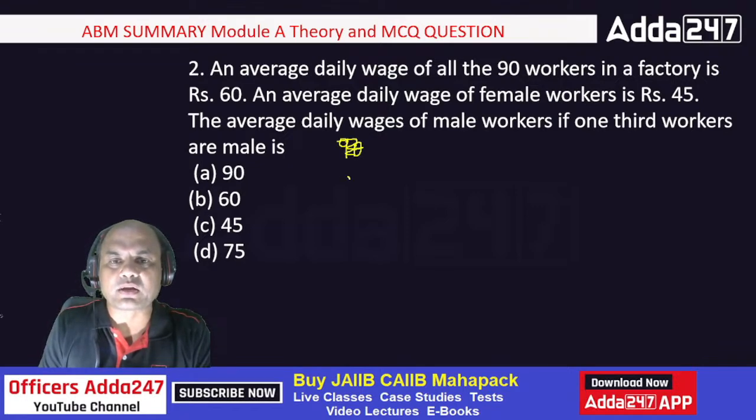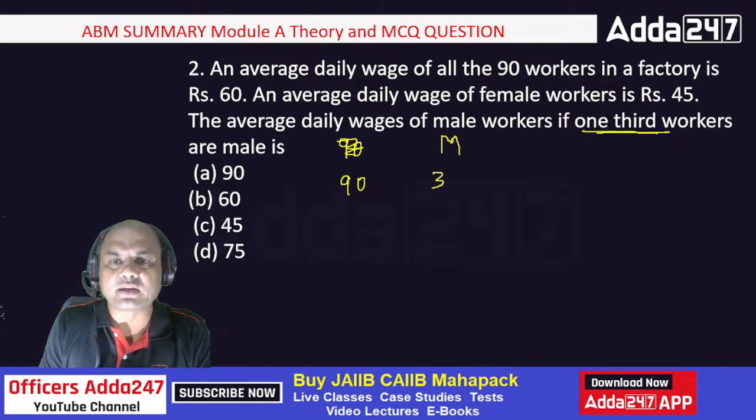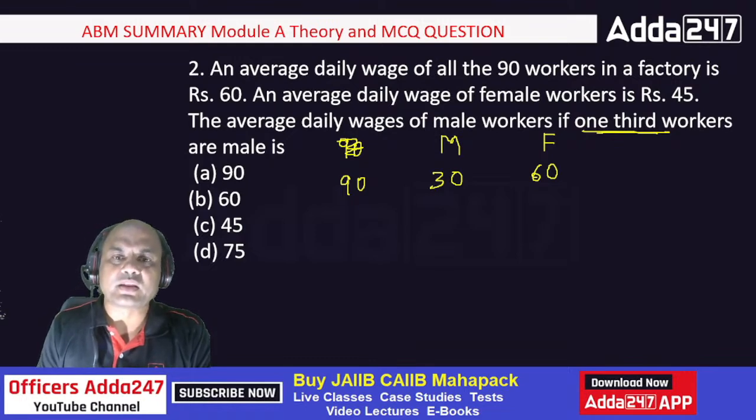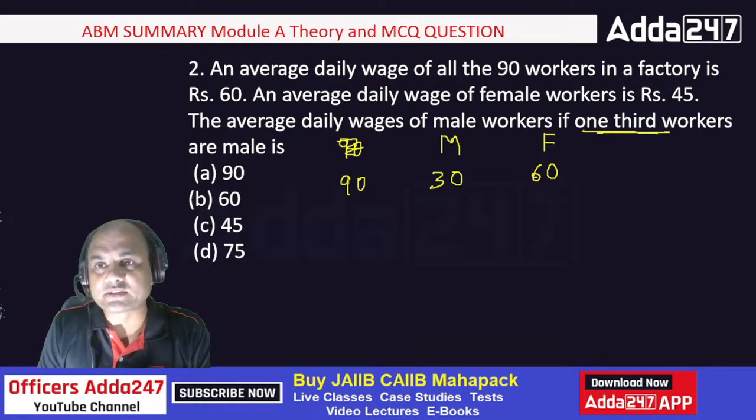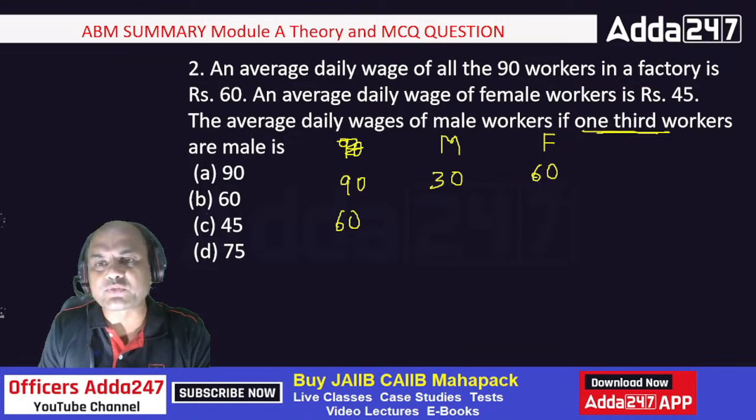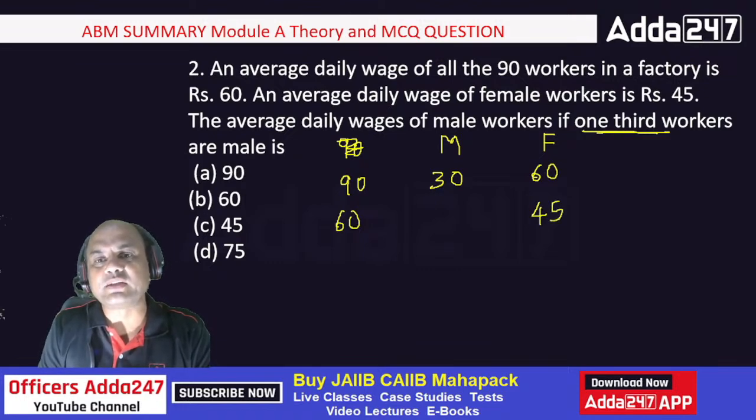Out of them, how many are males? Okay, let me write it over here, 90. Males are one-third here. One-third of the workers are males. So one-third of 90 means 30. How many are females? Females are remaining. So 60. Right? So 30 and 60. Now, what about the salaries? Average wages. What is given? The average wage of the factory is 60. Then the average wage of the female worker is 45. We have to find the average daily wage of the male worker.